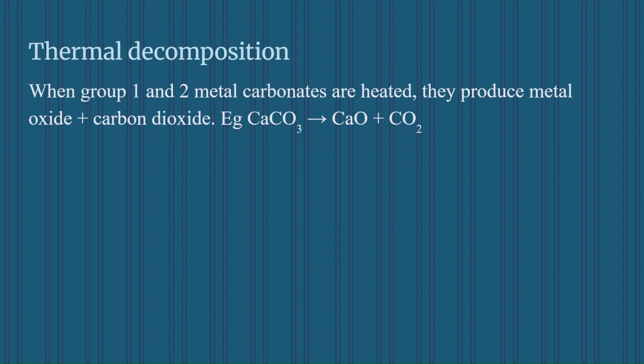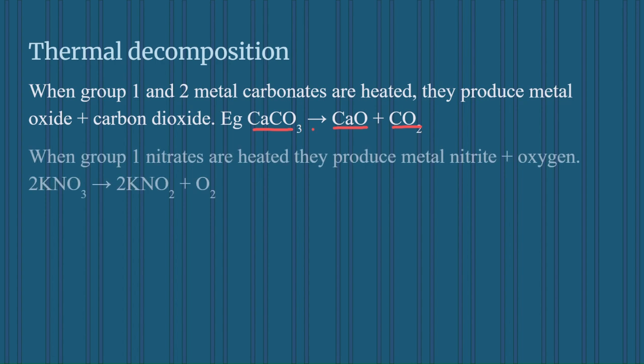For example, CaCO3 plus heat creates CaO plus CO2, and that's decomposition. You've got one starting reactant, and then that produces 2 or more products. It's like decomposition, and you heat it up as well. That's thermal. When group 1 nitrates are heated, they produce metal nitrite plus oxygen.